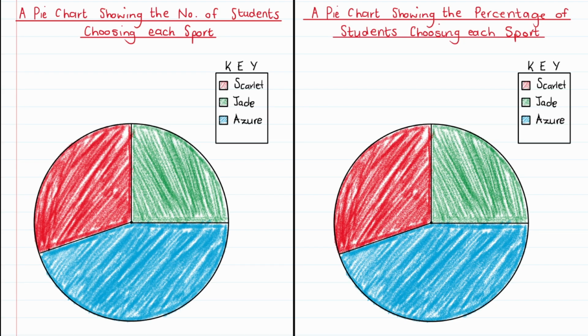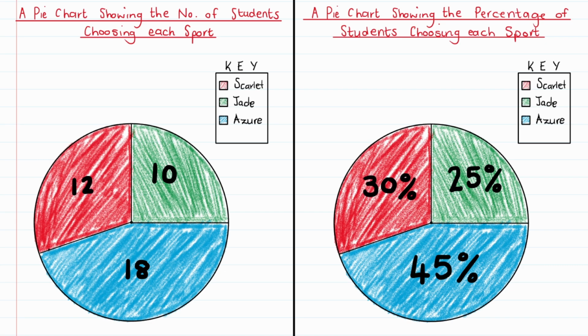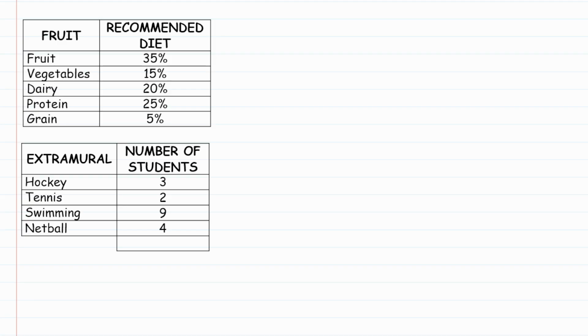I can now fill in the frequencies and percentages for each house onto my pie charts. And there you have it. My two pie charts, the one on the left representing frequencies and the one on the right representing percentages. Pause the video to practice working out the size of the angles for the following sets of data. If you would like to go ahead and draw the pie charts, you're more than welcome to, but we're just going to check to make sure that you get the calculations correct.